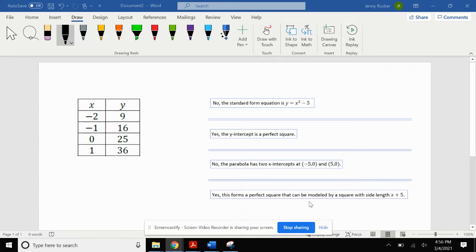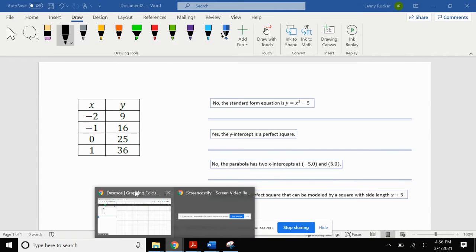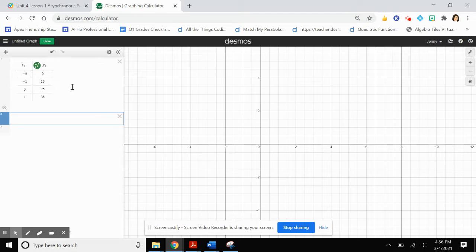In this problem, we are given a table of values and asked to determine if it represents a perfect square. Since we have this table of values, let's go ahead and insert it into Desmos to generate an equation. So I've already added the table into Desmos by clicking the plus sign, add item, and then clicking on table.